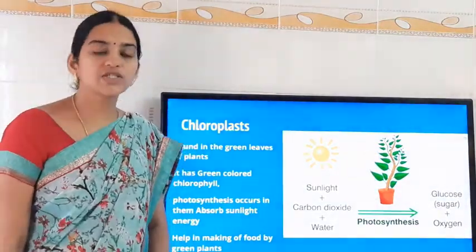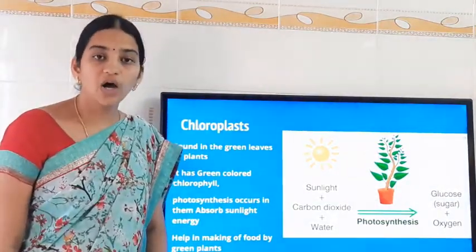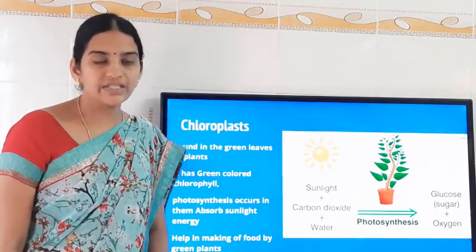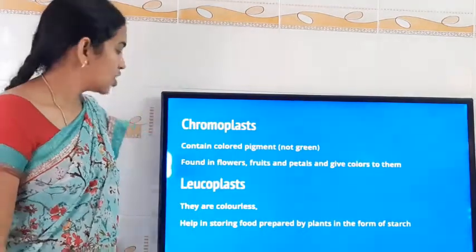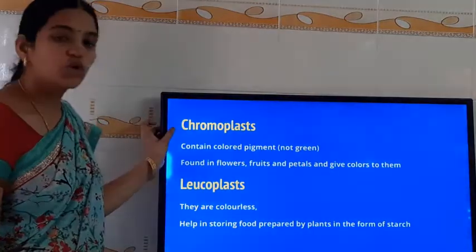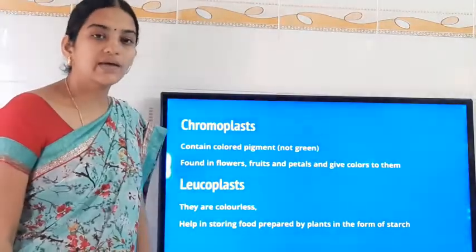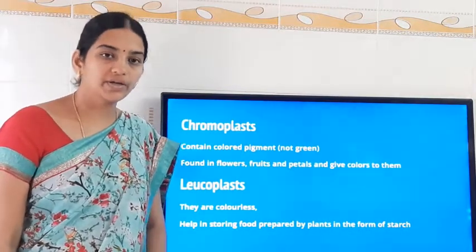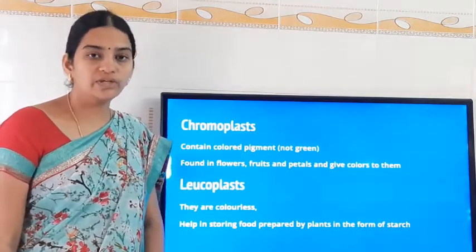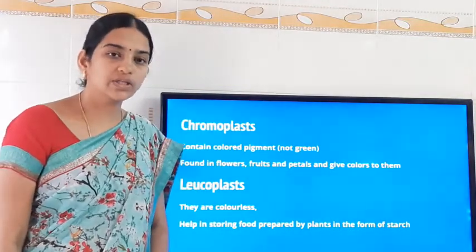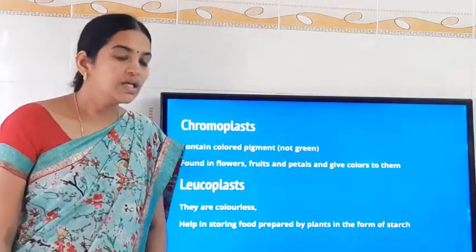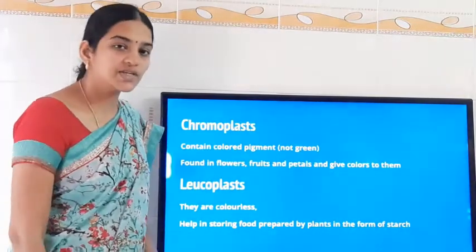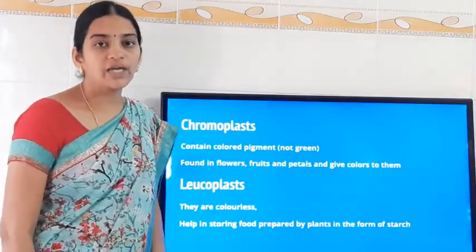And these plastids are organelles which are found only in the plant cell but not in the animal cells. Next one is chromoplast. These chromoplasts contain many colored pigments except the green one. These chromoplasts are found in fruits and also in the petals of flowers. They are responsible for giving colors such as red, yellow and orange.